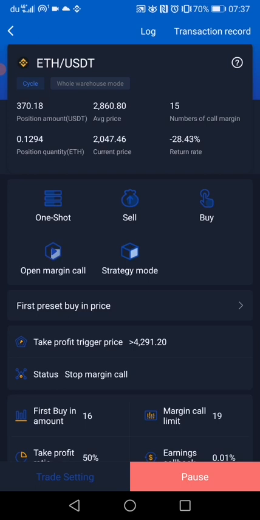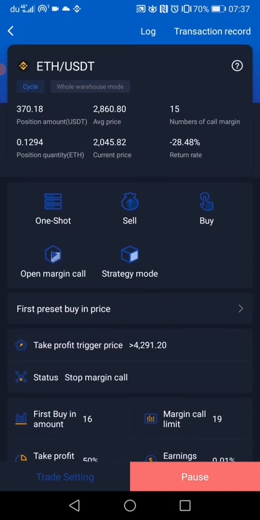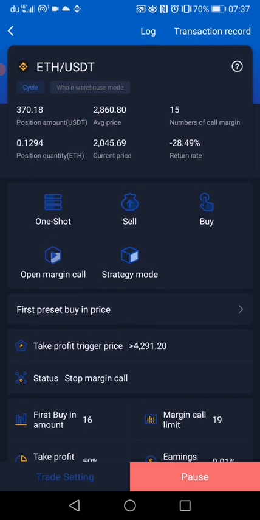Then the next on the list is the position quantity. The position quantity is just the quantity of that particular asset you have bought. For this case, it is Ethereum. I have bought 0.1294 quantity of Ethereum so far in this trade. And it's registered there, under the position amount in USDT. That is where you see the position quantity.